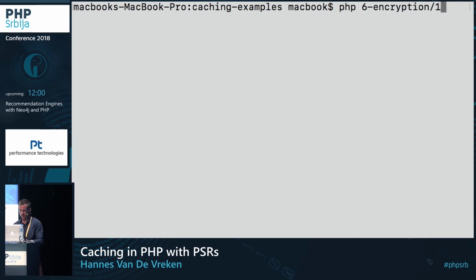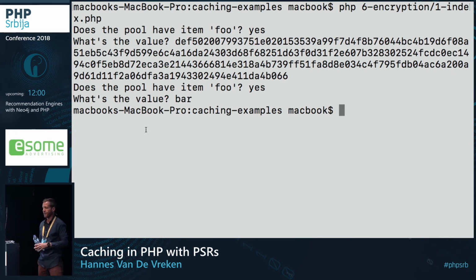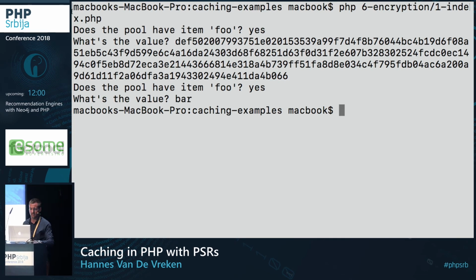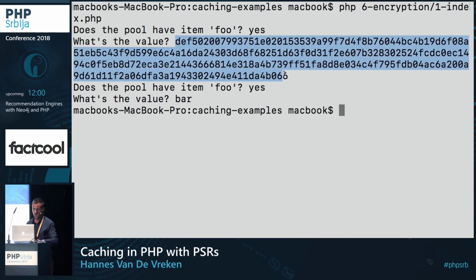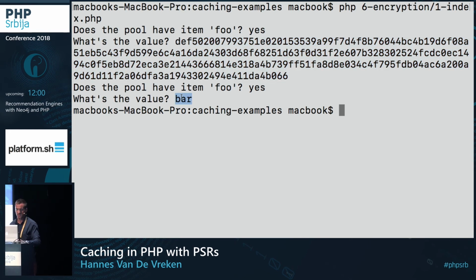PHP-6 encryption. Show me. So when we inspect the unencrypted pool, we're going to find a value that is pretty weird, because that's decrypted. But when we use the encrypted pool, we get an automatically decrypted value from the cache item pool. That is bar.